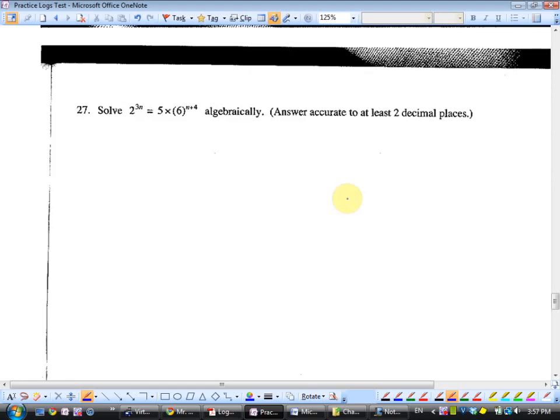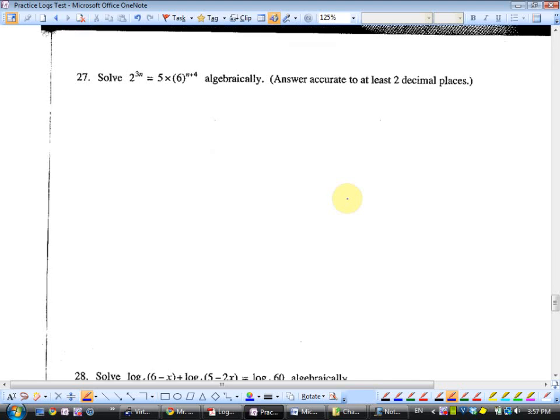I like 27 though. 27 is a nice question. I like number 27. Leslie, this is what I said you're going to see. Can you see there's a coefficient in front of one of the terms and then variables in both exponents? That's what you're going to see Wednesday or Friday or Monday. Well, when you're at the test.